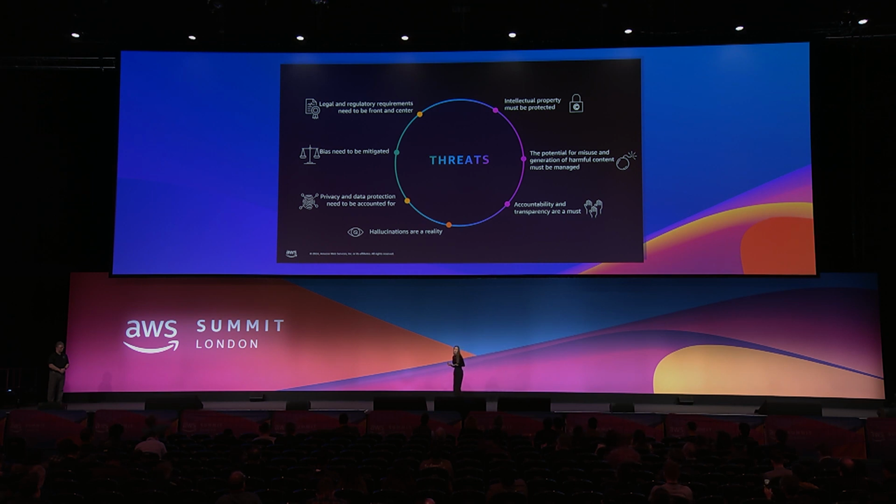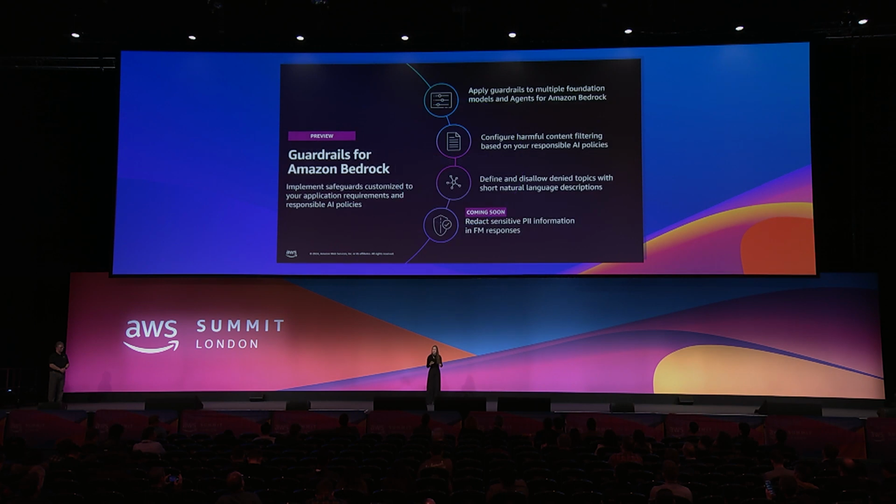Or if we look at the potential misuse and generation of harmful content and intellectual property, we actually have a feature in Amazon Bedrock called Guardrails that can help us with that. And I'm also happy to say that Guardrails has been generally available since yesterday. Guardrails allow you to implement safeguards tailored to your application requirements, aligned with your responsible AI program. It works with several foundation models and with agents for Amazon Bedrock.